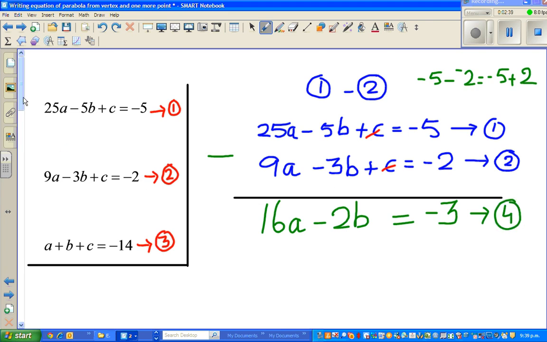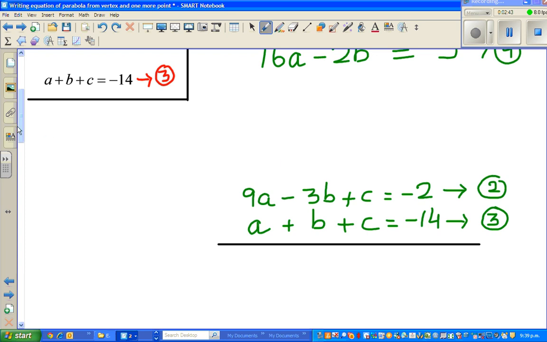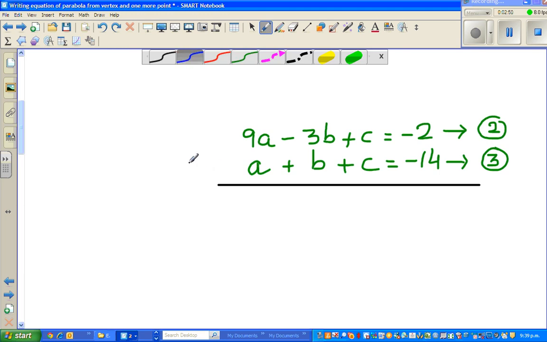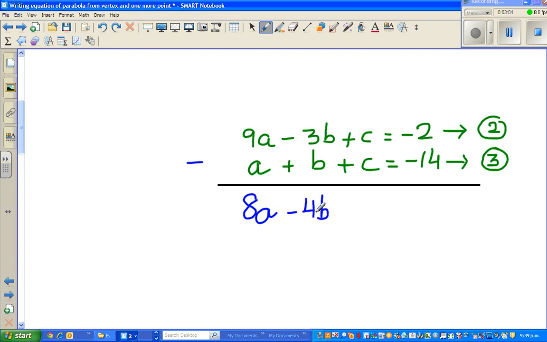Okay. Now, I have already written, this is equation 2 and this is equation 3. I'm going to do the same process. I'm going to take away. So let me use blue here. So 9a take away a is 8a. Okay. Minus 3b minus b is minus 4b. Red for cancel. This and this gets cancelled. And this is equal to minus 2. Always be very careful in sign. Minus 2 take away negative 14, which is minus 2 plus 14, which is 12. So this is equation number 5.